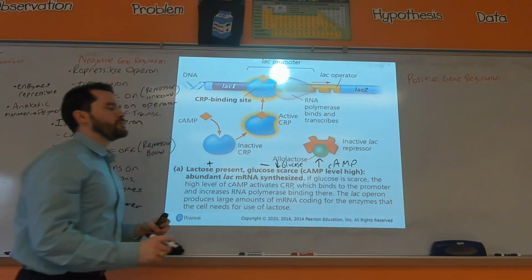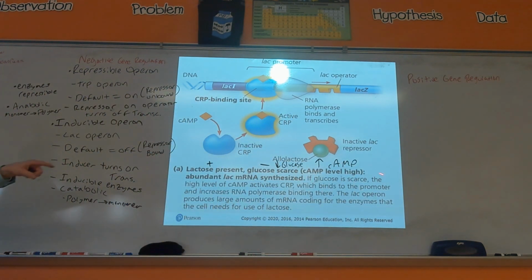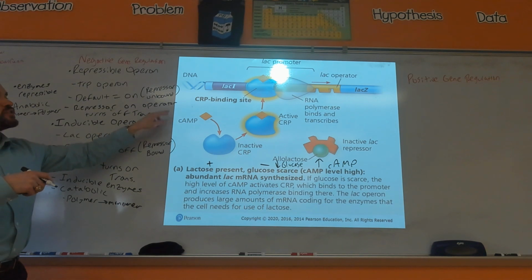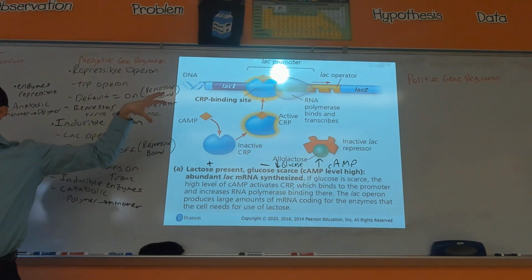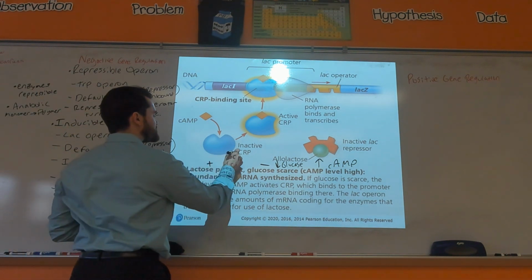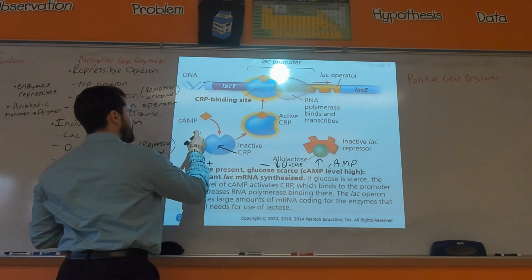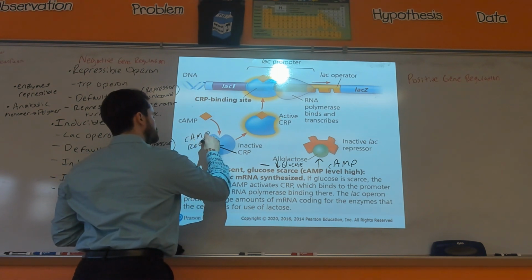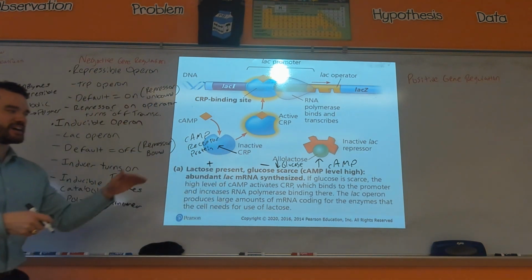We learned about cAMP when we did some cell signaling stuff. cAMP is cyclic AMP. If I have low glucose levels, cAMP levels build up inside the bacteria. Those cAMP levels will activate something called CRP. This is the cAMP receptor protein. So the name kind of goes along with what it does.